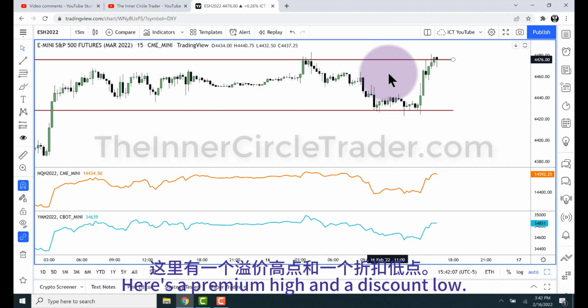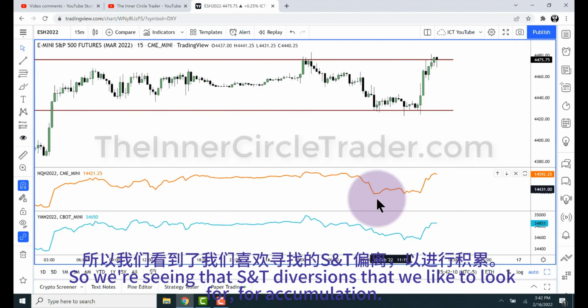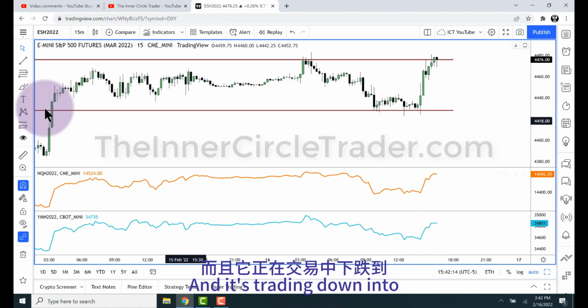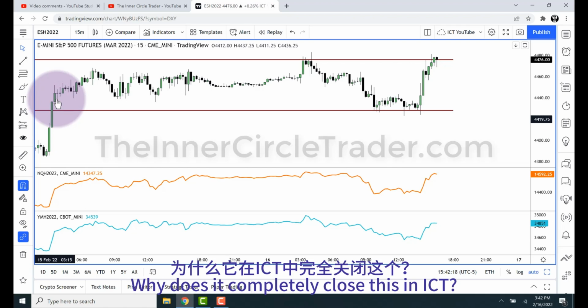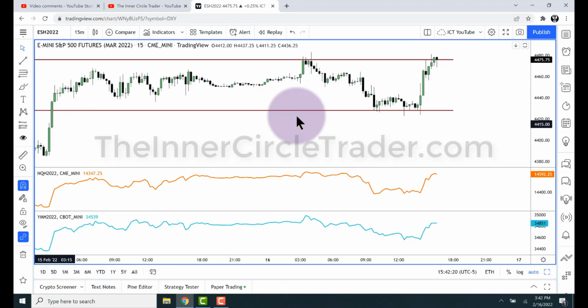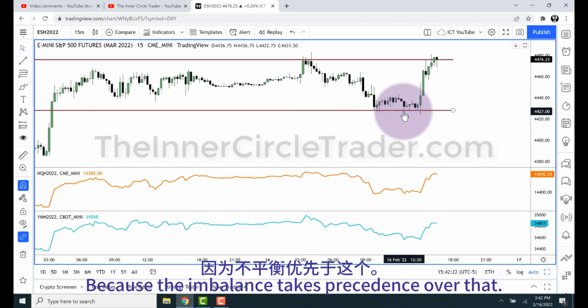Here's a premium high and a discount low. So we're seeing that SMT divergence that we like to look for, accumulation, and it's trading down into the buy side imbalance, sell side inefficiency. Why doesn't it completely close this in, ICT? Because the imbalance takes precedence over that.